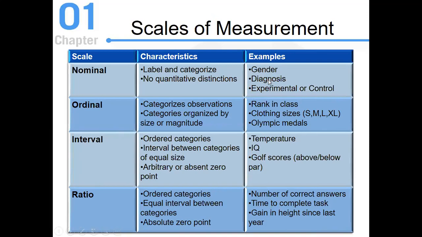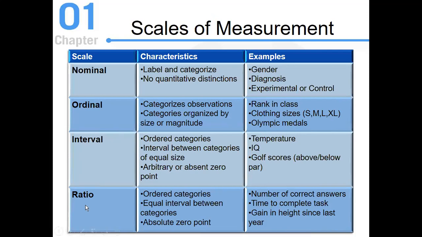An ordinal scale consists of a set of categories that are organized in sequence, that are put in an order. Measurements on an ordinal scale are going to rank observations in terms of size or magnitude. What rank are you in the class? What size clothing do you wear? Olympic medals, gold, silver, bronze. These are ordinal types of variables.